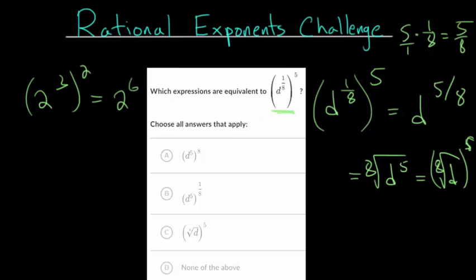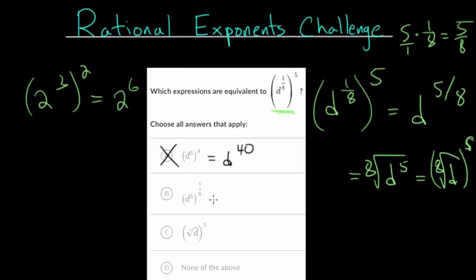And so for A, again we have an exponent to an exponent, so we can multiply, and 5 times 8 is 40. So this is d to the 40th, which is definitely not what we have. We have d to the 5/8.